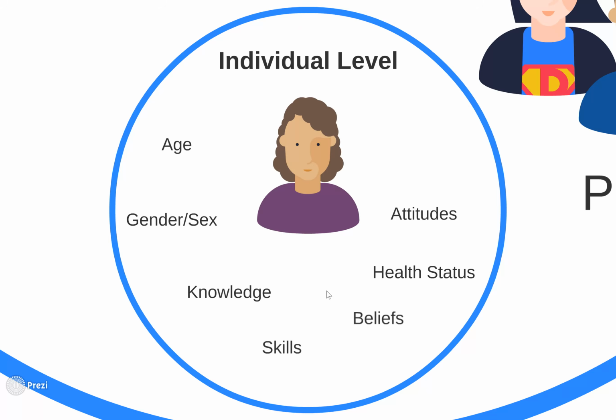Let's look at an example of child obesity. The child knows something about a healthy diet, but doesn't have the skills to implement this at home. They might rely on their family to help them to do so.